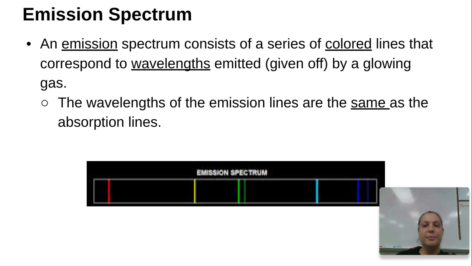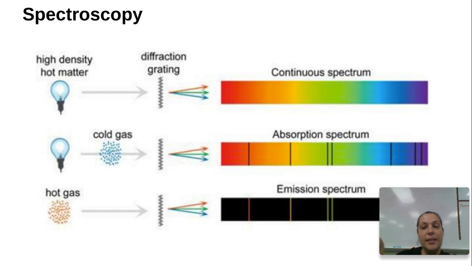So how do we actually use it? Well, the spectroscopy, as I said, so we have for the continuous, it's just that rainbow. Then when you have the light going through cold gas, it splits and we can see the dark colors where it has been absorbed. The hot gas goes through the diffraction grating.